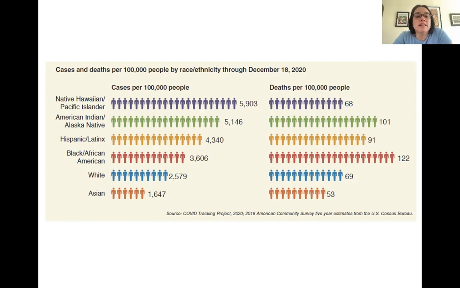And so on the left there, you see the number of cases, and we see that the number of cases among Native Hawaiian, Pacific Islanders, and American Indians, Alaskan Natives were some of the highest. But then when you look at the number of deaths, African Americans had the largest number of deaths. So even though African Americans had a smaller number of cases of COVID by December 2020, the number of deaths was much higher than in other groups.